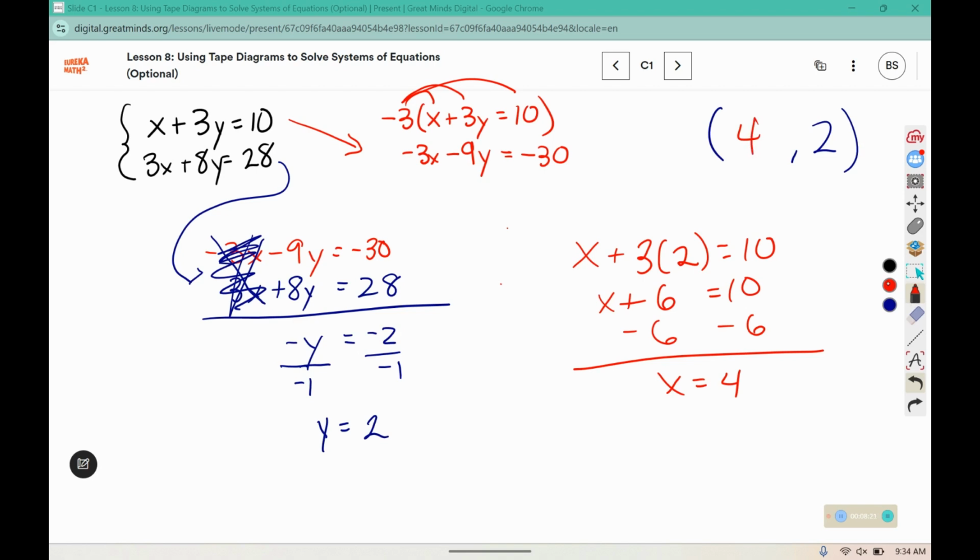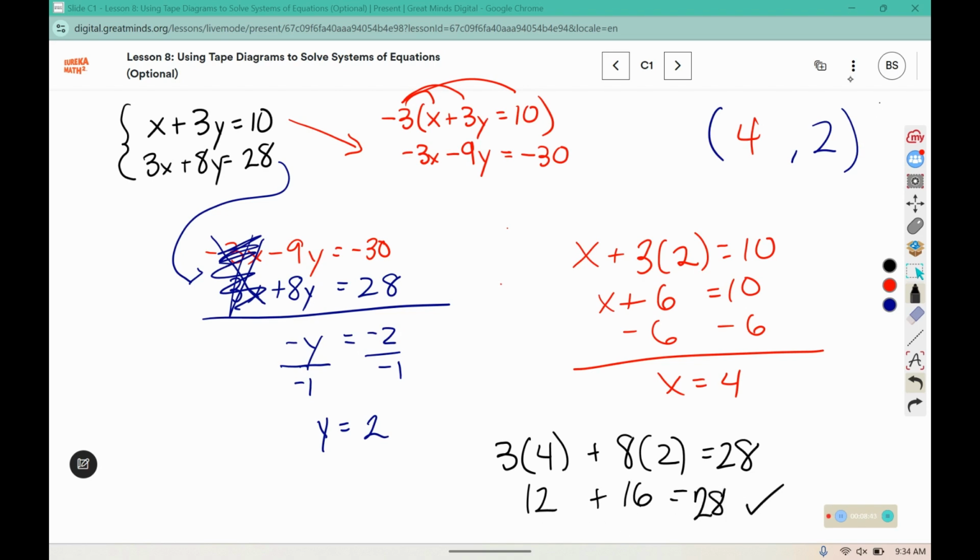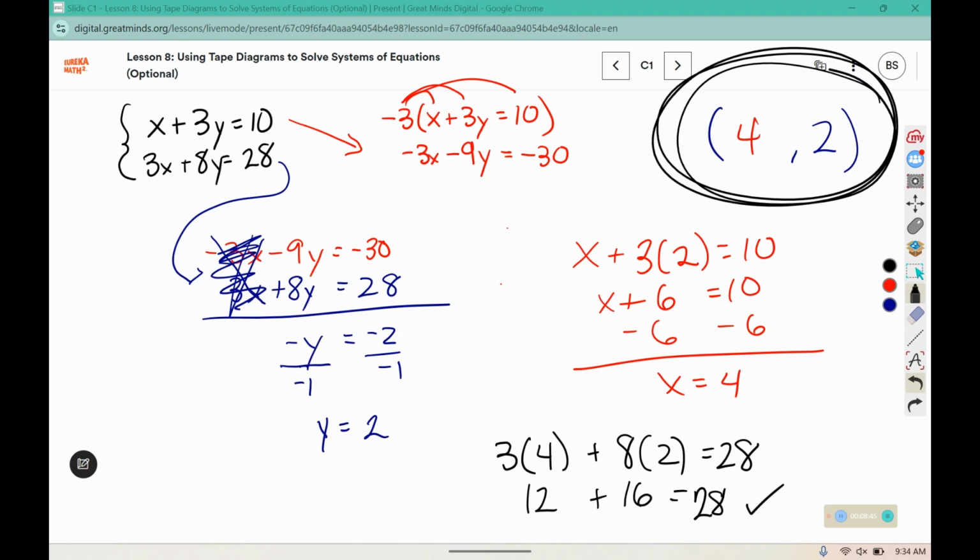Now let's check it in the equation to make sure we have a correct solution. 3, the x is replaced with 4, plus 8, y is replaced with 2, equals 28. Let's see, 3 times 4 is 12, 8 times 2 is 16, and 12 plus 16 does make 28, so we know we have a correct solution.